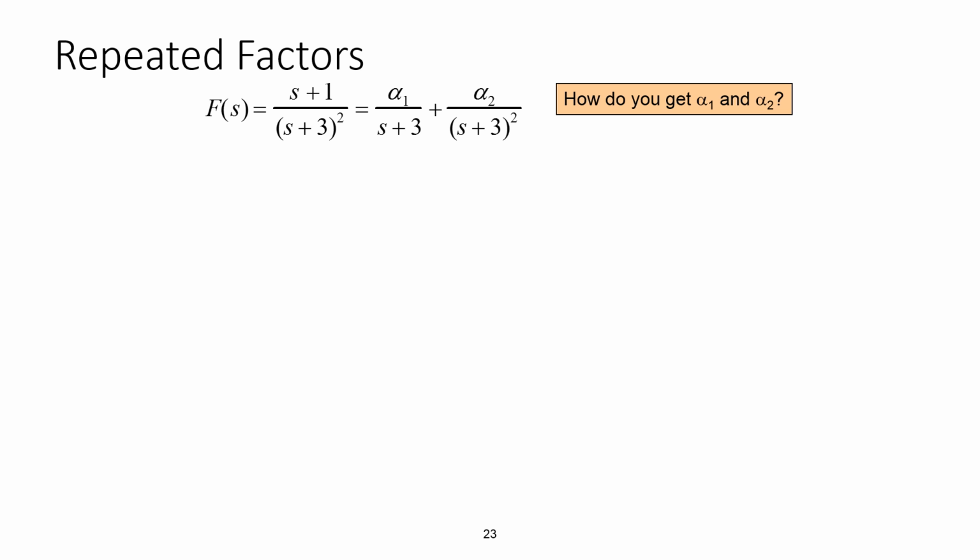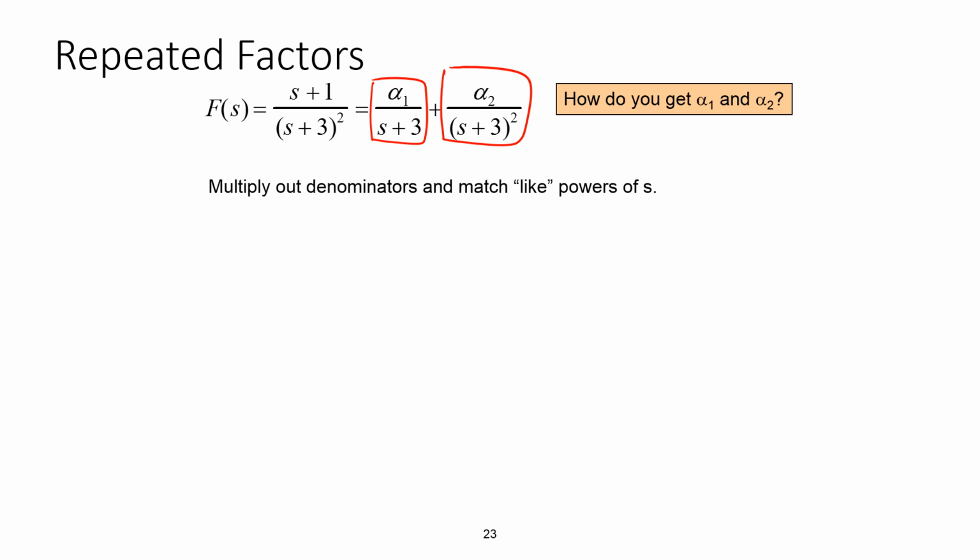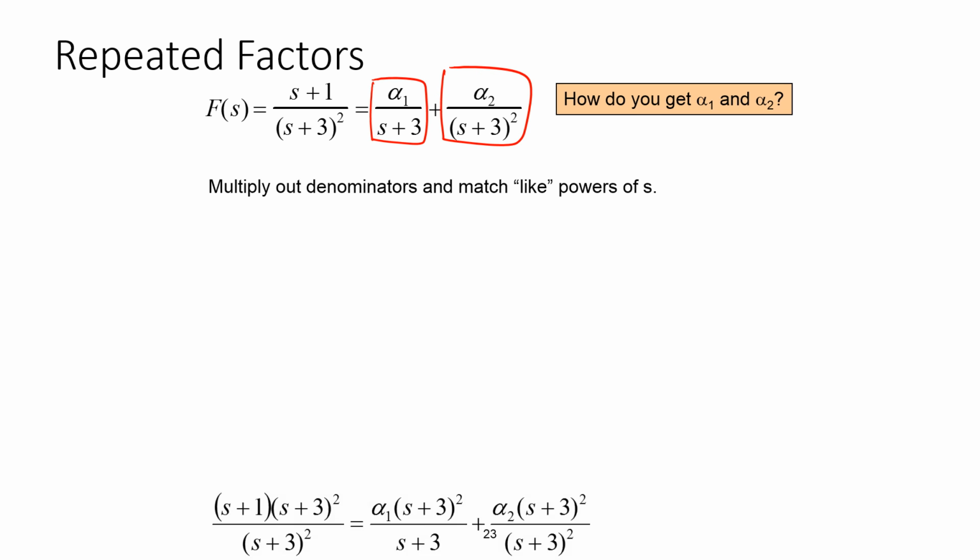Okay, so repeat factors. That's another thing to just keep in mind. If you have (s+3) squared, you want to have a term for both of these. So you have (s+3) to the first power, (s+3) to the second power. If you have a third, then you're also going to have (s+3) to the third power. So how do you get alpha 1 and alpha 2? You want to multiply this out and match like terms. So you want to collect all the s squared terms, all of the s terms, and all of the ones that are not multiplied by s.